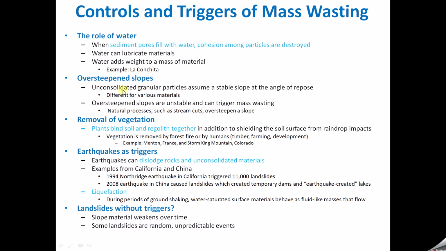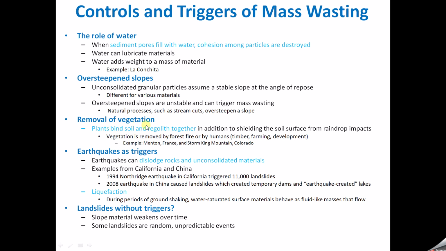Oversteepened slope. Unconsolidated granular particles assume a stable slope at the angle of repose. So for the angle of repose, the larger the grains, the bigger the angle of repose. The angle of repose is different for various materials. Oversteepened slopes are unstable and can trigger mass wasting. Natural processes such as stream cuts oversteepen a slope.